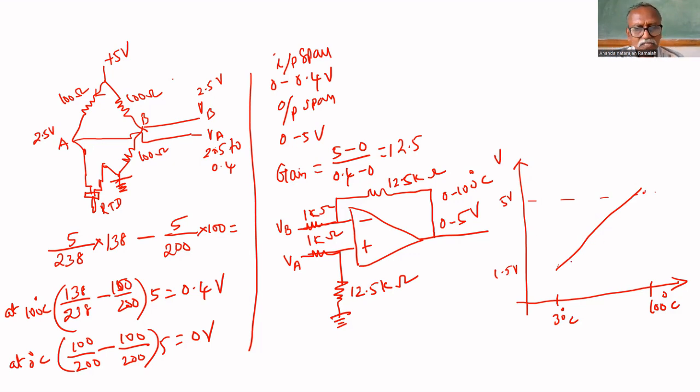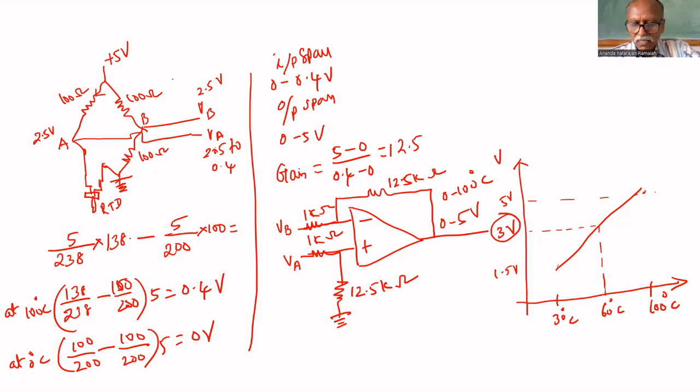So the calibration curve is required. Suppose you want to control at 60 degrees centigrade, you have to check what is the output of this circuit for 60 degrees centigrade. Say 3 volt. In the ideal case, you'll get 3 volt for 60 degrees. If it is 0 to 5 volt, you'll get 3 volt for 60 degrees. That is, you have to note down. So we have to control for 3 volt.